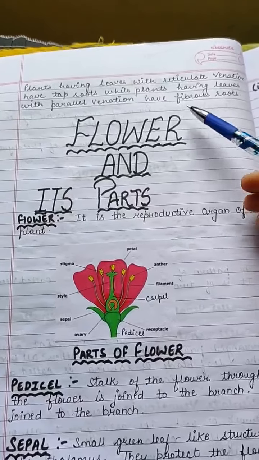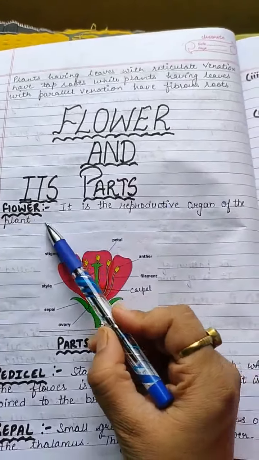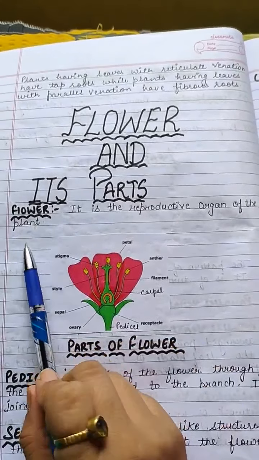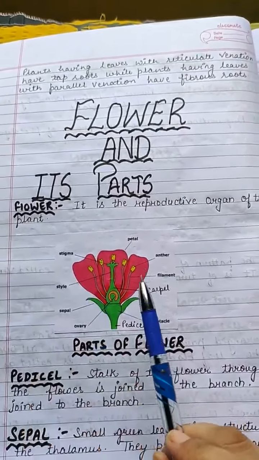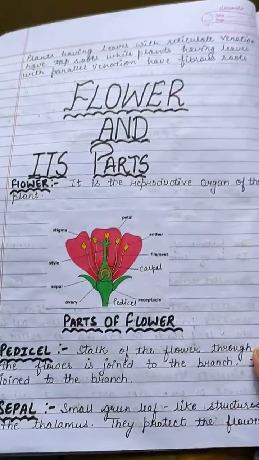Now next is flowers and their parts. So what is a flower? It is the reproductive organ of the plant. Flower is also known as the reproductive organ of the plant. So these are the parts of a flower which we will discuss one by one.